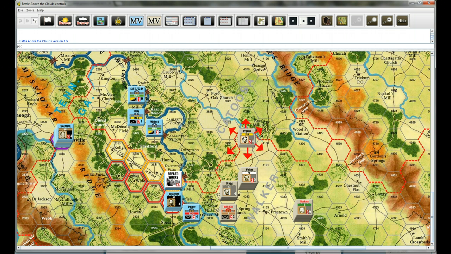So you can see I've marked up here some arrows just to reinforce the concept that Pegram does, in fact, his stack exerts a zone of control over all 6 of the surrounding hexes.